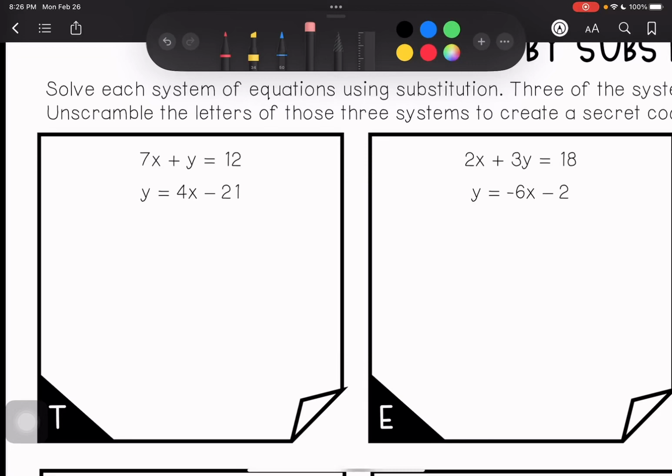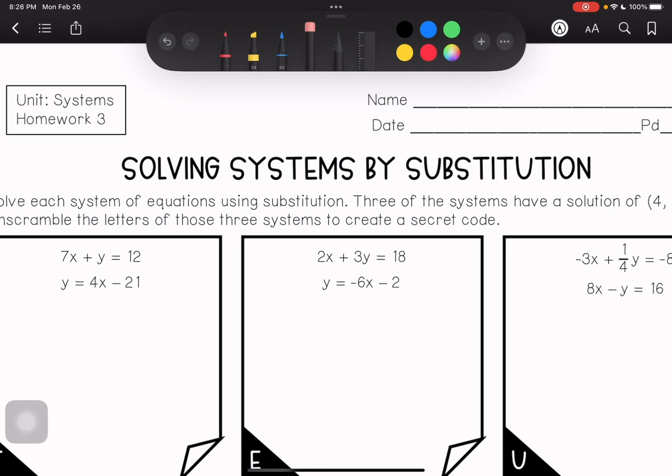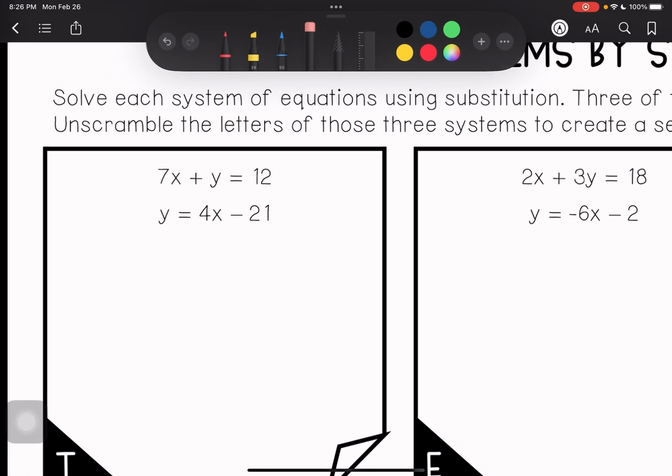Okay, now we're solving systems of equations using substitution. So the first thing we're going to do is make sure you're on the right handout, which is Unit Systems, homework number 3. So we're going to look at number 1. For number 1, y equals 4x minus 21. So in the place of this y in this equation, we're just going to substitute this entire thing into the first equation.